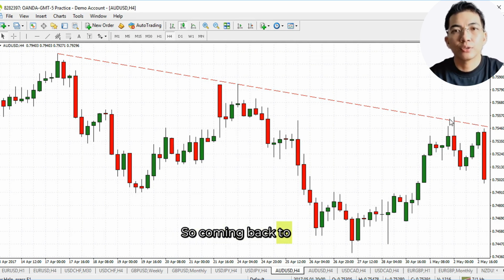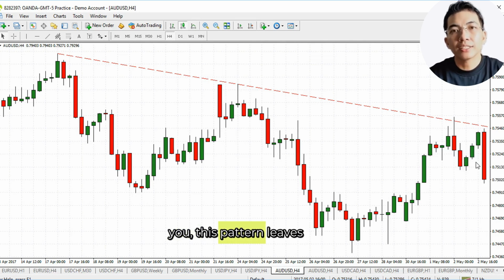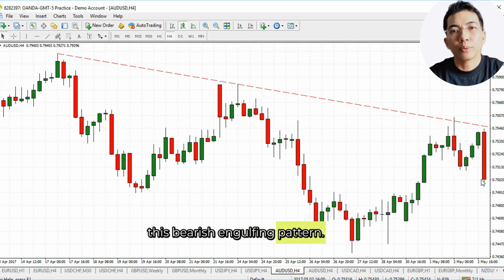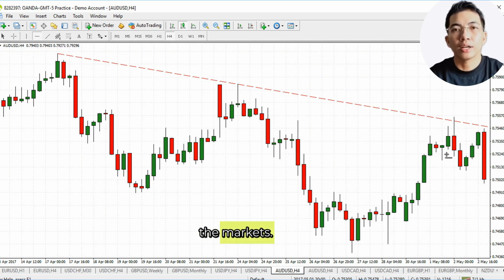So coming back to our analysis, I actually opened a short position on this pair right after this candle. If this candle doesn't look so clear to you, this pattern leaves no doubts, and you can have opened a position at least after this bearish engulfing pattern. Let's analyze the position I have taken on the market.